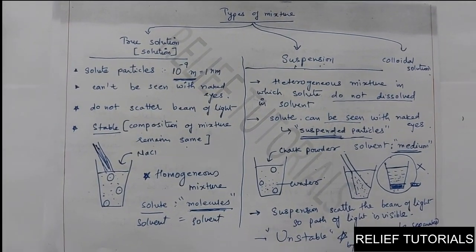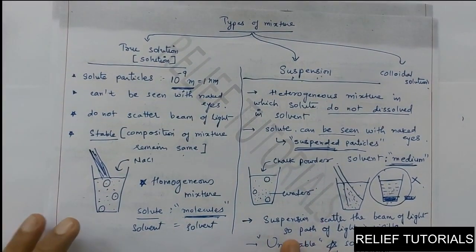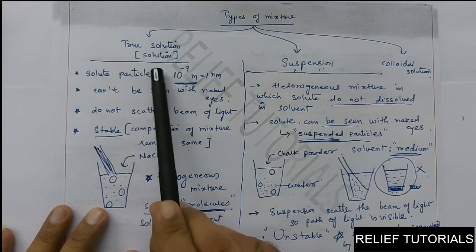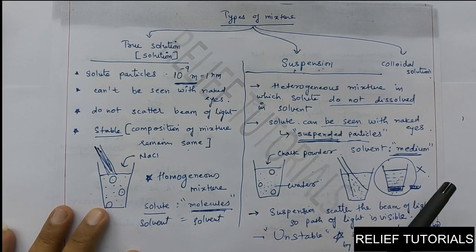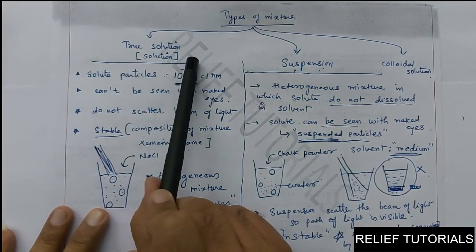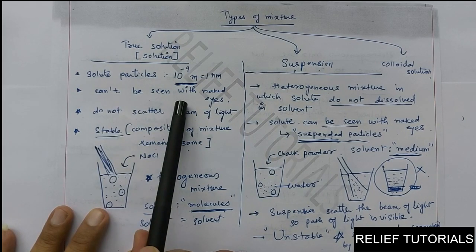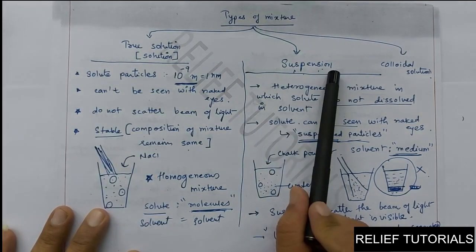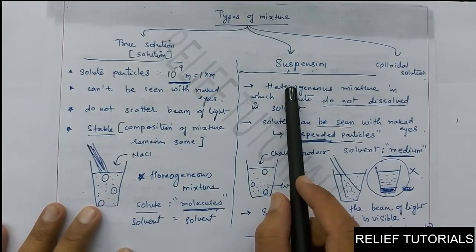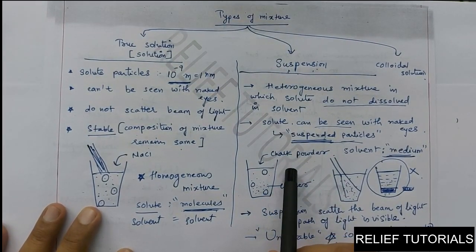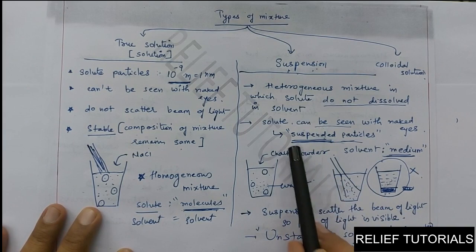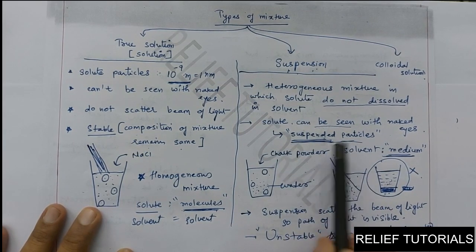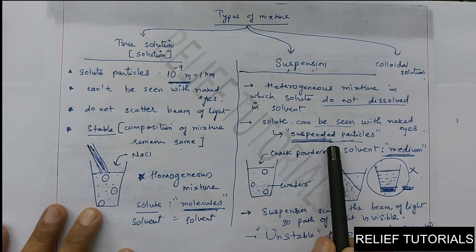three types of solution we have seen: solution, suspension and colloidal. You can see the difference. Let me say it fast. True solutions are homogeneous, suspensions are heterogeneous, and colloidal are again heterogeneous but seem to be homogeneous. In true solution, the particles of solute cannot be seen with the naked eye because they are quite small. In suspension, the particles can be seen with the naked eye because they are quite big. Here the solute particles are known as molecules. In suspension, solute particles are known as suspended particles, and in the colloidal they are known as colloidal particles.